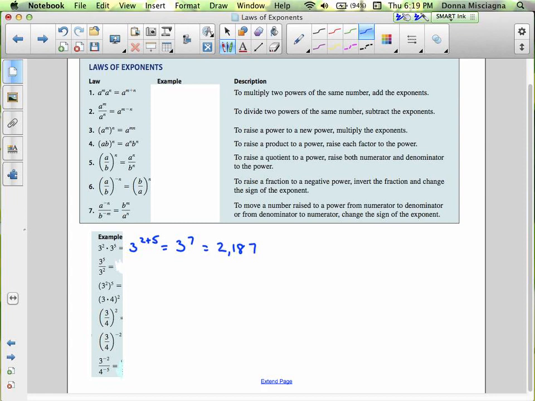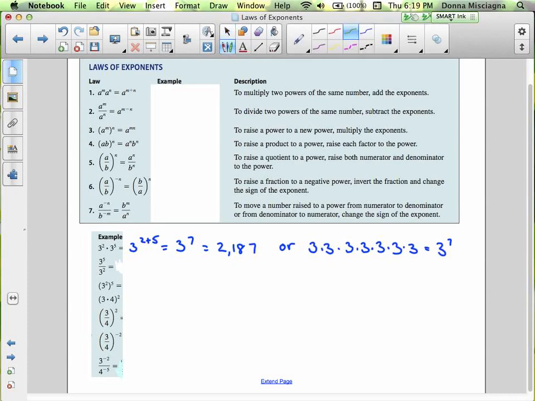Now, to see why that's true, we could expand it to make sense of this. So 3 squared is the same as 3 times 3. And 3 to the 5th is the same as 3 times 3 times 3 times 3. So, oops, one more 3. So you can see we've got 7 factors of 3 there.